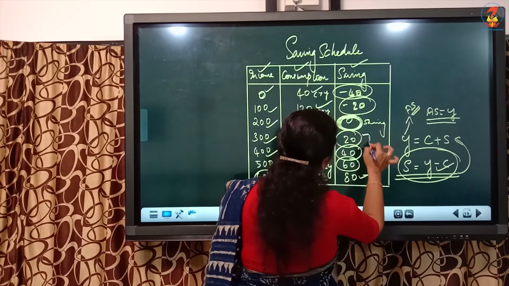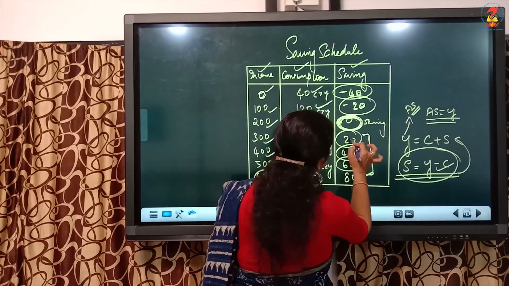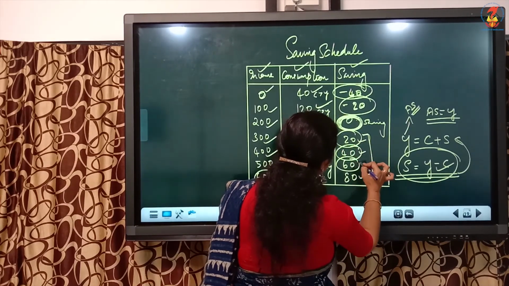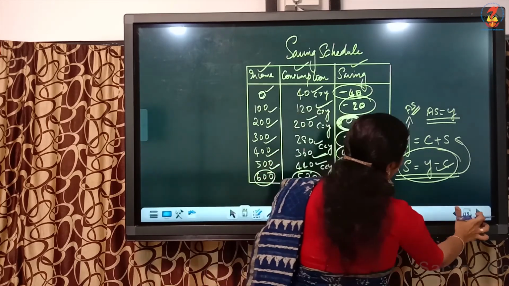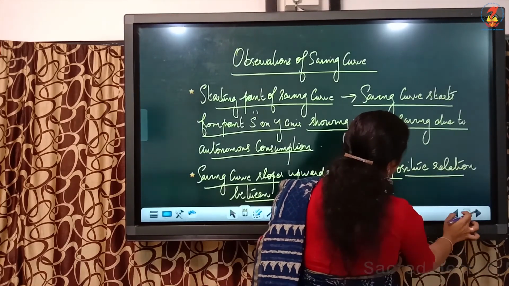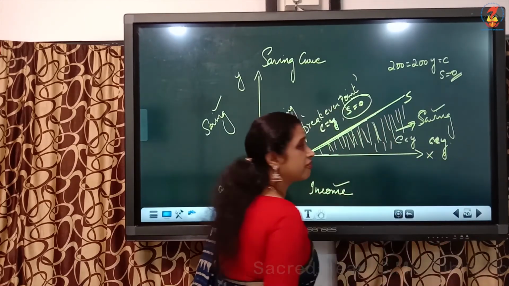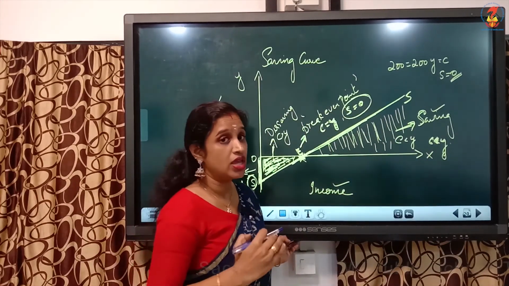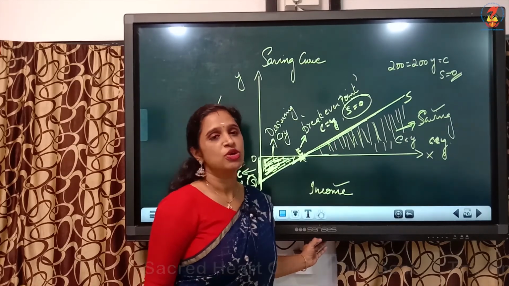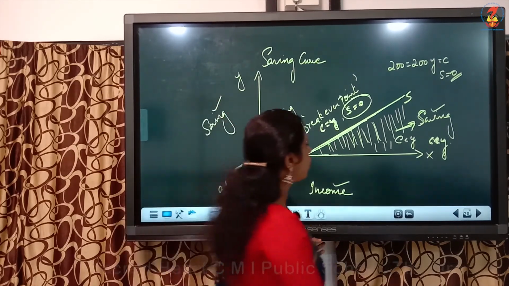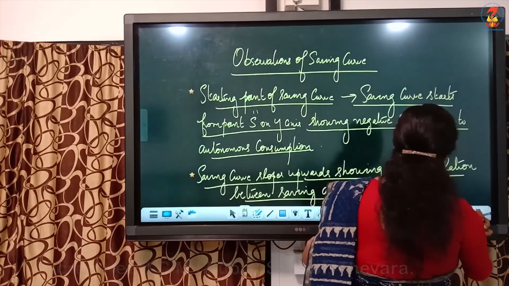To the right of the break-even point, after 0, you can find the saving values are 20, 40, 60 and 80. Why? Because there the consumption is less than Y. Therefore, we can say there is saving after the break-even point. So, these are the observations of the saving curve.